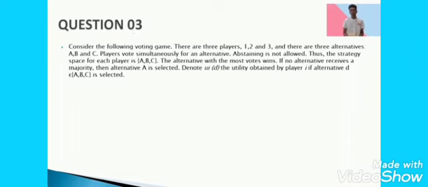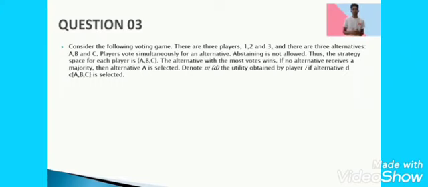This is a voting game. Here, there are 3 players called 1, 2, and 3, and also there are 3 alternatives A, B, and C. There's one condition: abstaining is not allowed. It means everyone has to vote for either A, B, or C, and the alternative with the most votes wins. If no alternative receives a majority, option A is selected.